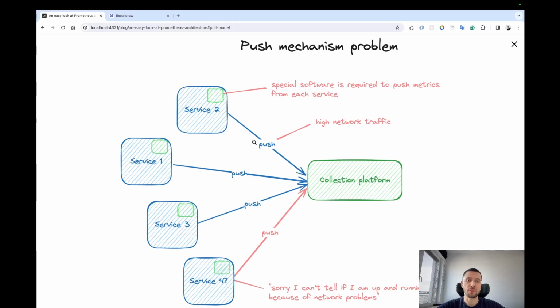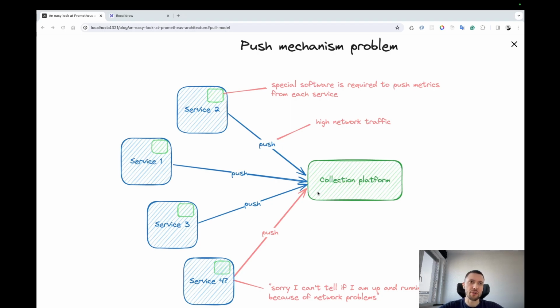Pushing metrics from multiple services to a central monitoring system can generate significant network traffic, especially in large-scale deployments. This can result in increased network latency and bandwidth consumption. Also, push model introduces limited visibility problem.